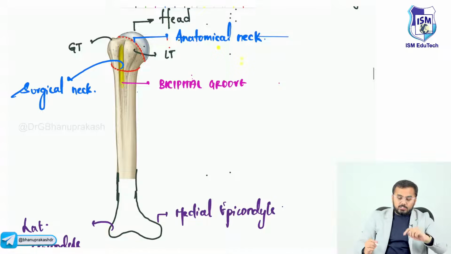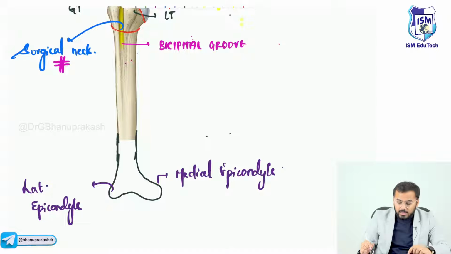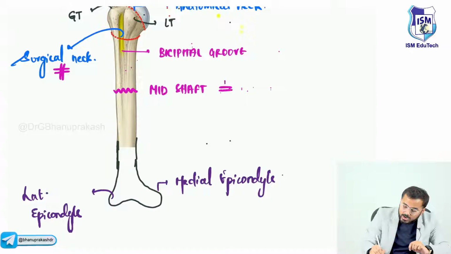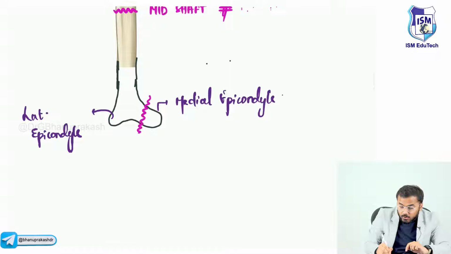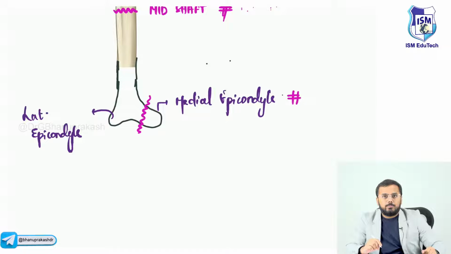So what are the fractures now? Fracture can happen at the surgical neck. So this is called as surgical neck fracture. Okay. Fracture can happen exactly in the mid shaft also. Okay. So this is called as mid shaft fracture of humerus. Mid shaft fracture of humerus. Fracture can happen to the medial epicondyle also. So you can call it as medial epicondyle fracture. Okay.